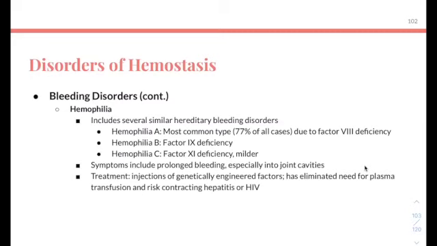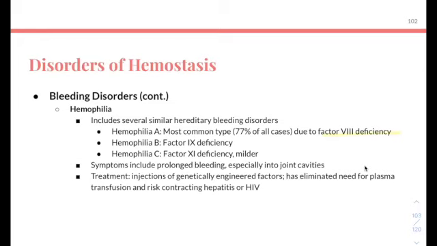Hemophilia. They're hereditary bleeding disorders. There's 3 different kinds. The most common is hemophilia A, and it is due to factor 8 deficiency. Hemophilia B is factor 9 deficiency, and hemophilia C is factor 11 deficiency. I'm not going to ask you what each of those specifically are.